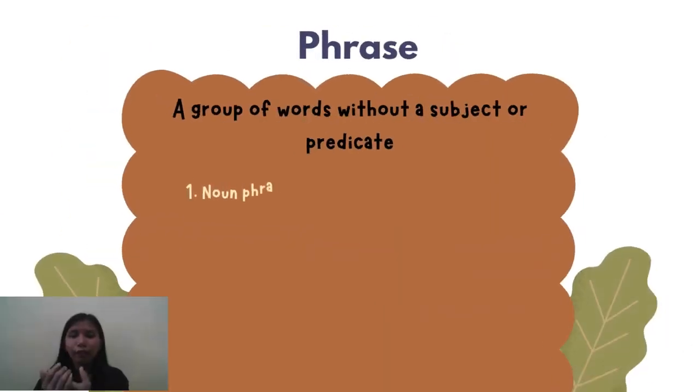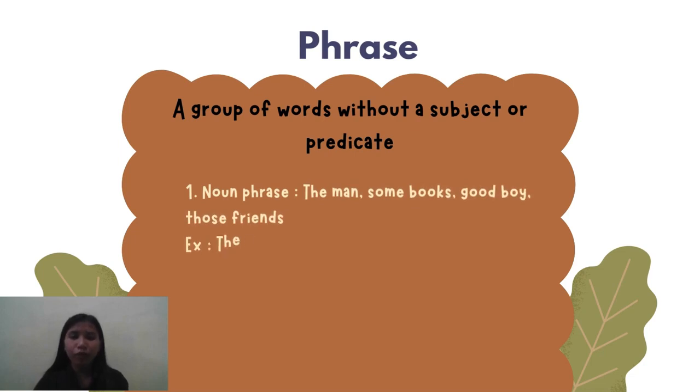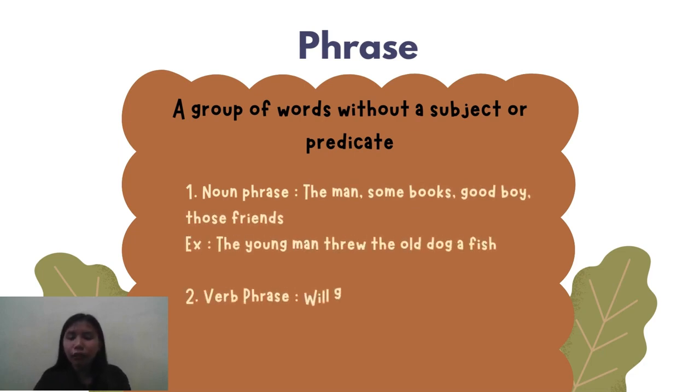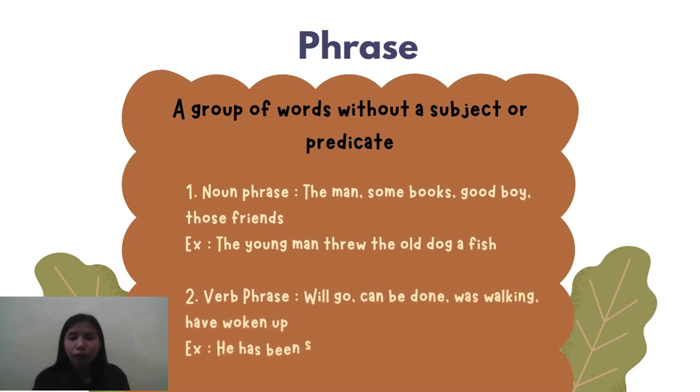I'm going to explain more about phrase. So a phrase is a group of words without a subject or predicate. Phrases can be divided into 5. The first is the noun phrase. A noun phrase is like the man, some books, goodbye, or ghost phrase. For example, in the sentence, the young man threw the old dog a fish.